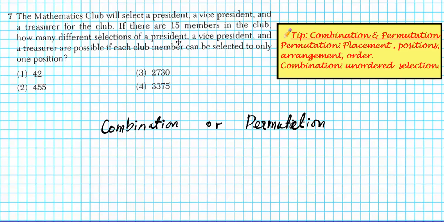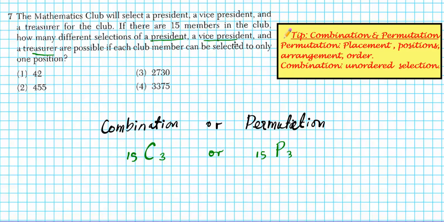So let's take a look at this problem for a second. The question is, are we going to be selecting 3 people out of 15 with no order, which would be combination, or are we selecting 3 people with a certain order, placement, position, or arrangement? So which one is the correct option here? If you look at the problem, it normally tells you which one to select. We are selecting 3 different people for president, vice president, and treasurer.